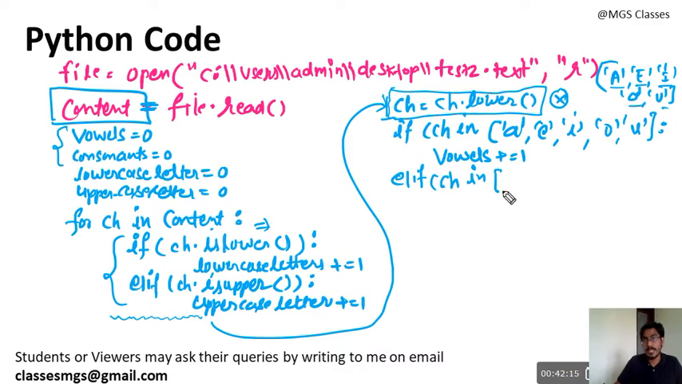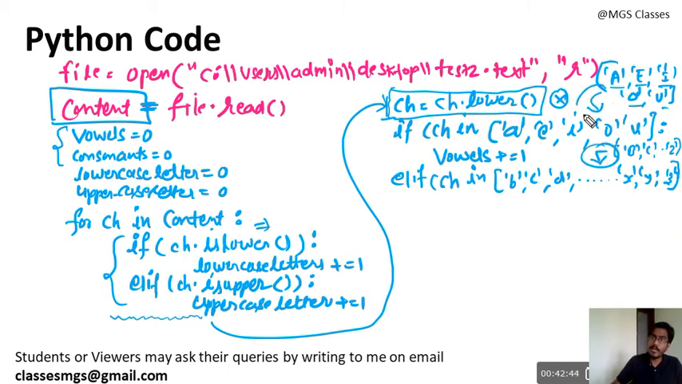So ch in consonants can be checked like this: b, c, d. It is a long list, so I am not typing all of it; you may please type it up to x, y, z. This is a list. If you have not written the lower line, then always remember to include the capital letters too, like B, C up to Z. You write the capital letters if and only if you have not written that line. If you have written that line, don't write the capital versions. So here you will write consonants plus equals to 1.